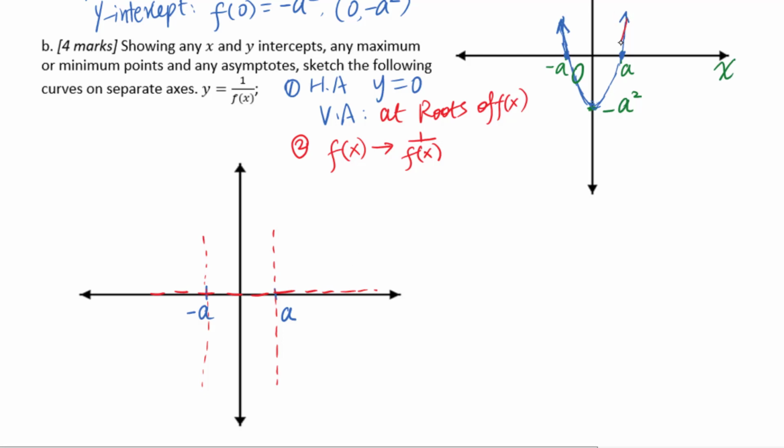So this part, we will get the graph like this. For this part, we will get the graph like this. And this part of the graph, we will get negative 1 over a squared. Then the graph will be like this.